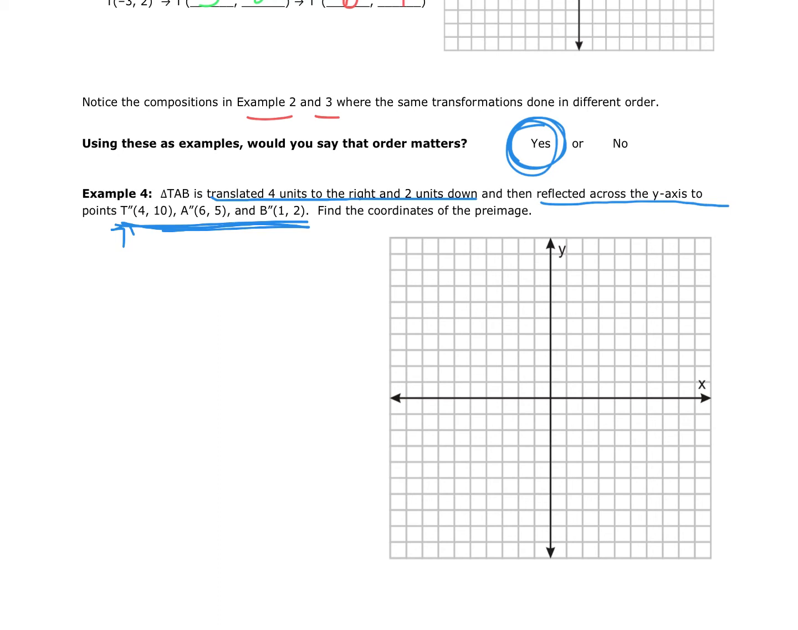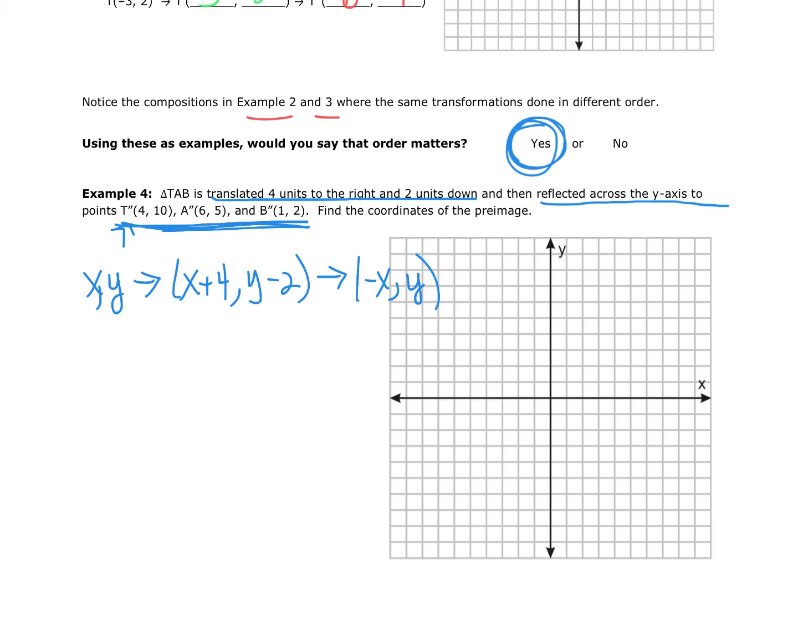So what we did is we had x, y, and then we are going to translate right 4, and, oops, forgot to put x minus 4. X minus, or plus 4, because that's right, and then 2 units down, y minus 2. Then we reflect over the y-axis, which is where the y's stay the same, but the x's become opposite. So that's negative x comma y.